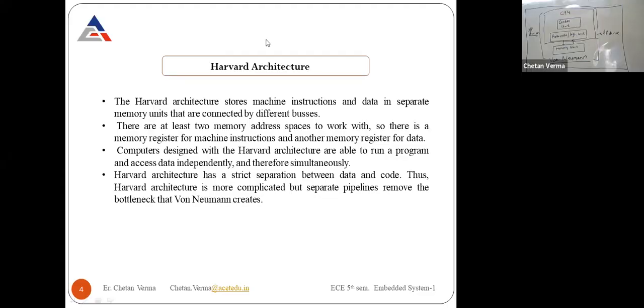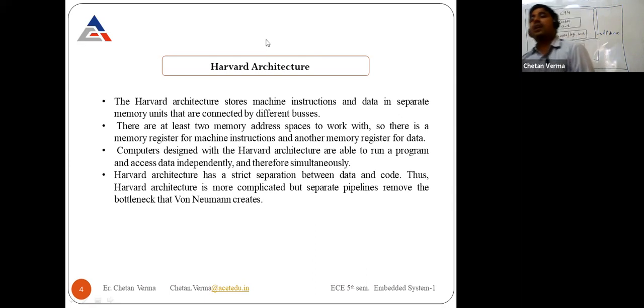The next architecture is the Harvard architecture. The Harvard architecture stores machine instructions and data in separate memory units that are connected by different buses. So there are at least two memory address spaces to work with. There is a memory register for machine instructions and another memory register for data.